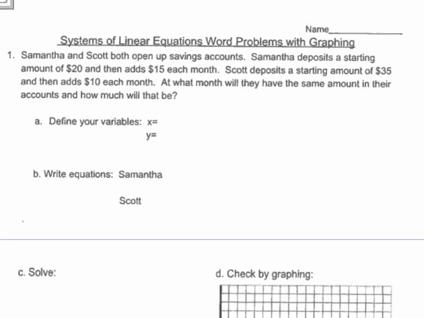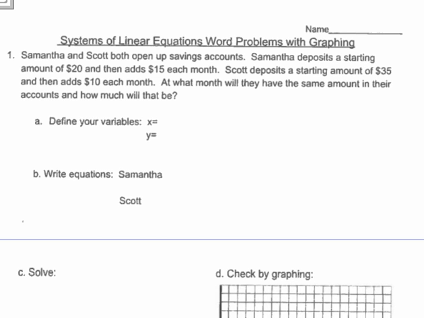It says, Samantha and Scott both open up savings accounts. Samantha deposits a starting amount of $20 and then adds $15 each month. Scott deposits a starting amount of $35 and then adds $10 each month. At what month will they have the same amount in their accounts, and how much will that be?